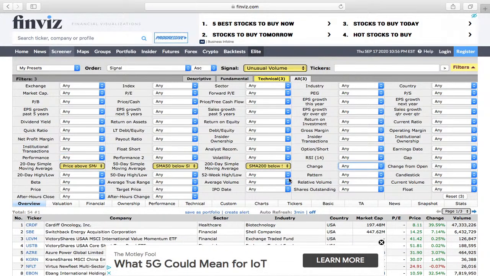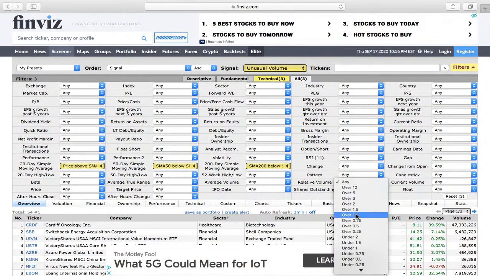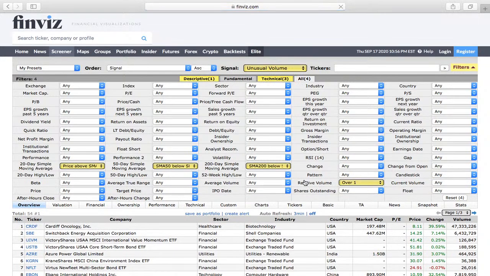Where do I find this 52-week, 50-day? Skip that one. Over 1 for relative volume. I'm drawing a blank all of a sudden on how to do the new high a day. Return on equity over 20%.